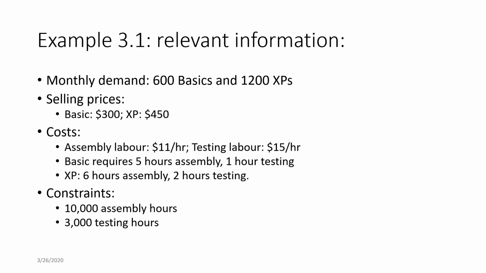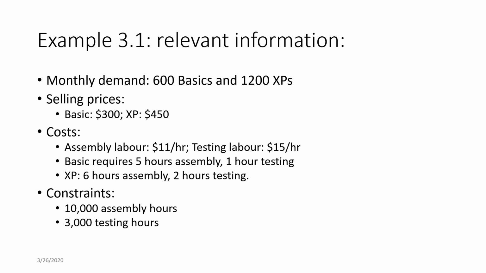The selling price of a Basic is $300. The selling price of an XP is $450. Our assembly labor costs us $11 an hour, and our testing labor costs us $15 an hour. A Basic requires 5 hours of assembly and 1 hour of testing, and an XP takes us 6 hours of assembly and 2 hours of testing. So you can already see here it's going to take us twice as long to test an XP as it does to test a Basic, even though it doesn't take us that much longer to assemble an XP as compared to a Basic.